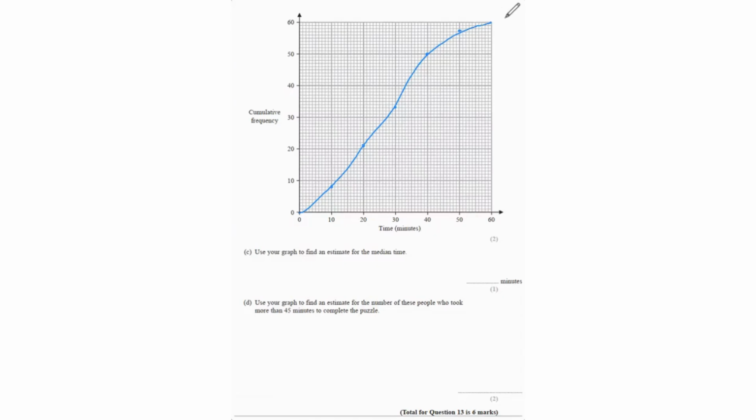Now, next step is to use the graph to find an estimate for the median time. Median is half. So in total, we had 60 people. So 60 divided by 2 is 30. So we need to find how much time 30 people are taking to complete the puzzle. So we go to the y-axis, draw a line from 30 towards the graph. And what I'm getting is 27 minutes.